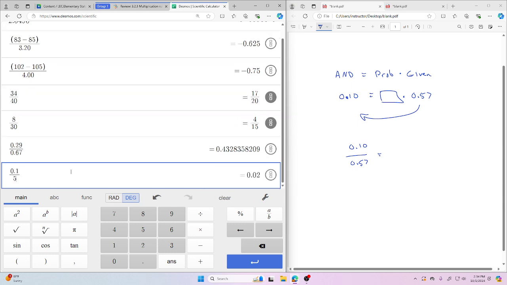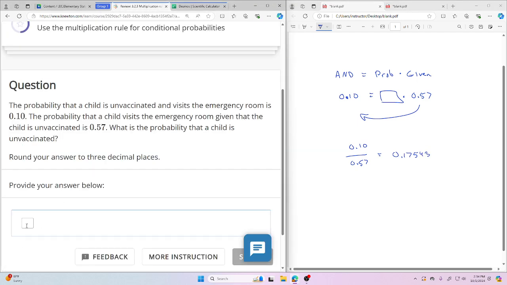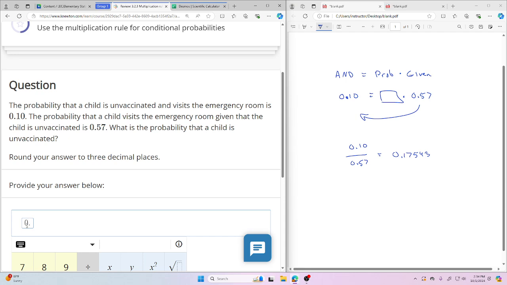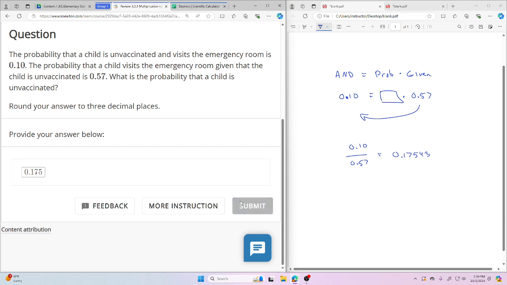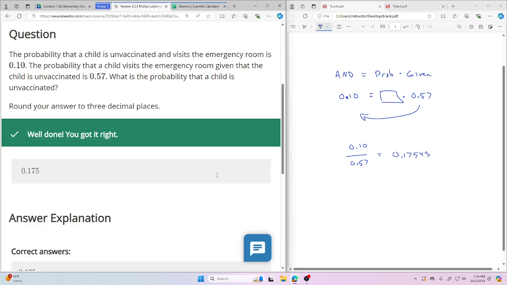0.10, 0.57, 3. Let's put this in. 175, 3 decimals. Okay. I'm going to definitely pause on this here.